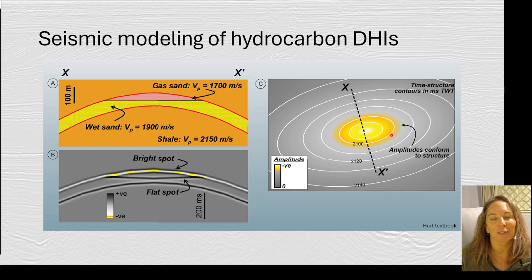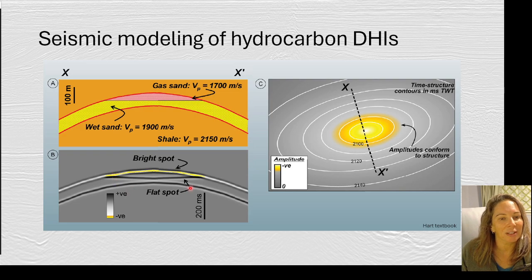Okay, so I talked about conformance to structure. And so this is an example with a synthetic model from the Hart textbook, where we have the synclinal structure or anticlinal structure. We've got our gas sand on top, so it's kind of pooling on top. And then we've got water beneath it, okay? And so just a nice classic dome.